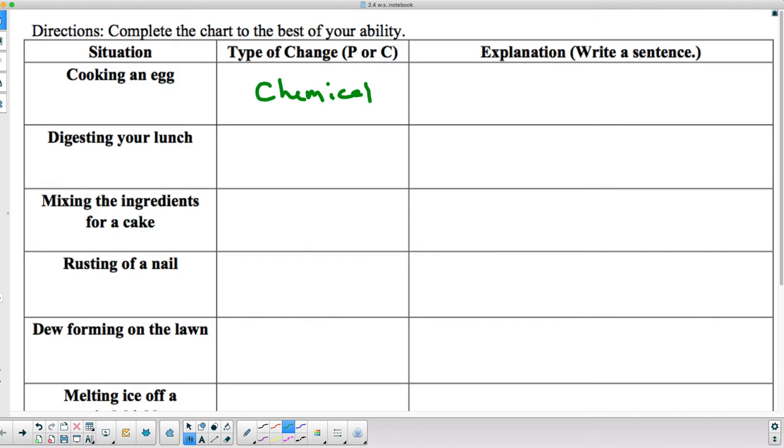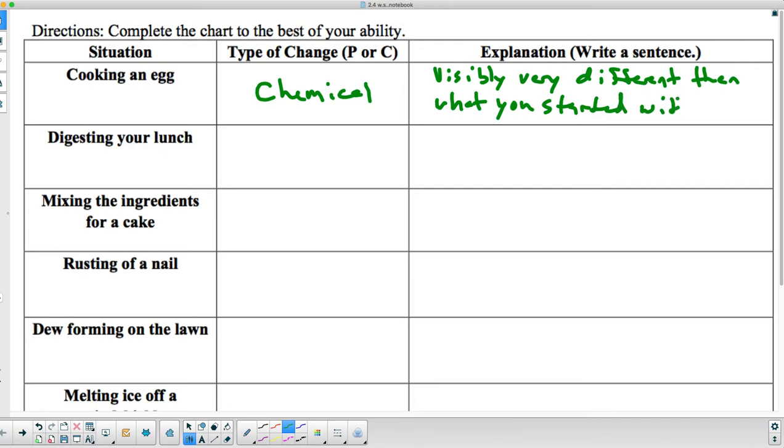And it says cooking an egg. Why is that a chemical change? Because it has something visibly very different than what you started with. Okay, so I know my handwriting's awful, but that's my sentence that describes why cooking an egg is chemical, because some of the parts were clear and then they turned white, which means that there was something completely different being made there. It was changing into something else.